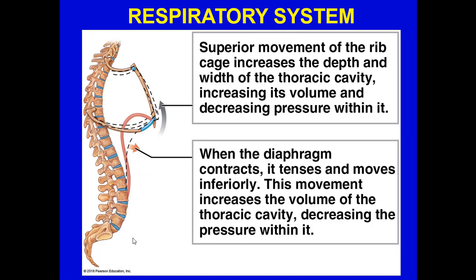When we talk about respiration, you're going to have several things happen. One is that you're going to have a superior movement of the rib cage. This is going to help increase the depth and the width of the thoracic cavity. In essence, you're going to increase the volume, decrease the pressure within that cavity. When the diaphragm contracts, it tenses and moves inferiorly, kind of straightens out. Notice that you've got here this relaxed state, and now here it's going to tense out, straighten out. This is also going to increase the volume of the thoracic cavity, decreasing the pressure within it.